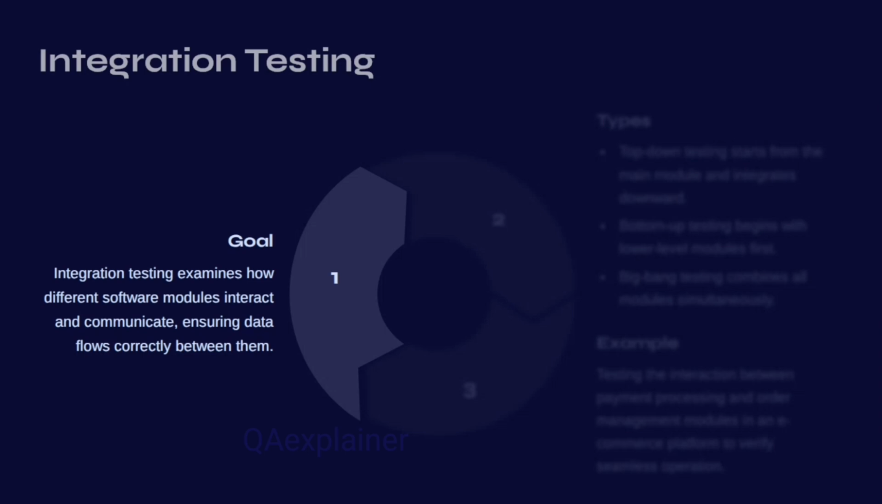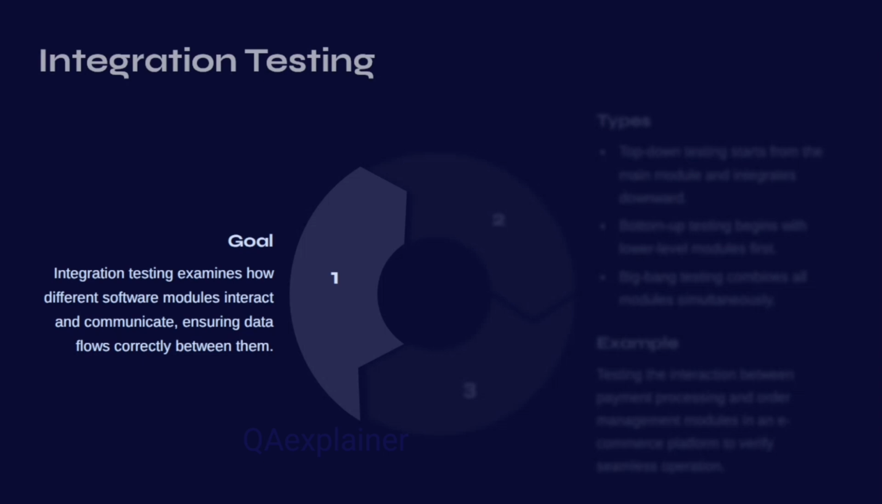Suppose module A is there and module B is there. Now module B is dependent upon module A. There should be a proper integrated way in which module B can communicate with module A, or module A can communicate with module B, and vice versa. This testing is called integration testing. Mainly we need to check the communication between two modules, the data flows between two modules, and the integration APIs between these two modules.